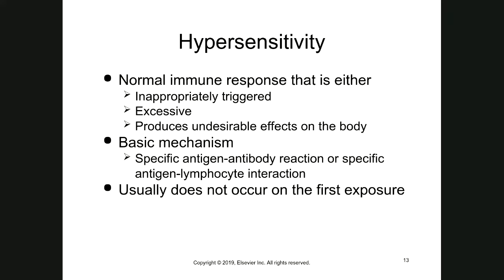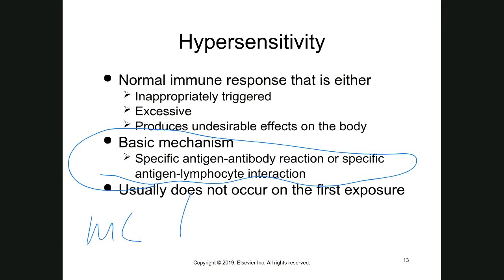And then we enter hypersensitivity. You remember in this particular chapter, we saw 4 hypersensitivities: type 1, type 2, type 3, type 4. A normal immune response that is either inappropriate or triggered excessively and produces different undesirable effects in the body. Here in this particular PowerPoint, please pay attention to the basic mechanism. That is basically what is related to a multiple choice question in one test of 4.